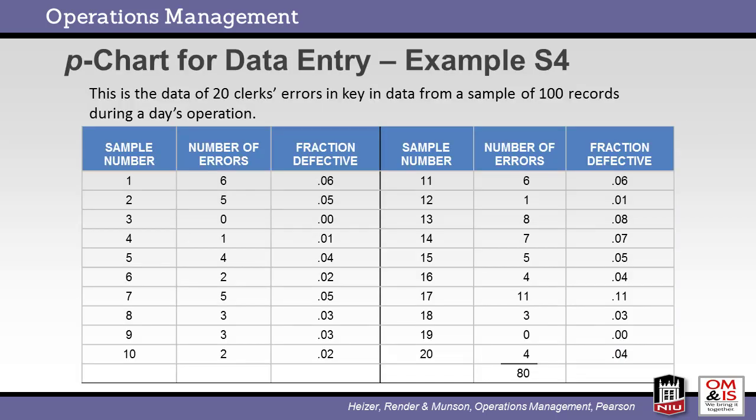For this example, we see that 20 samples were taken with 100 records checked in each sample. The number of errors is shown along with the fraction defective. The fraction defective is the number of errors divided by 100, the number of records checked. We see that the total number of errors from the 20 samples was 80.